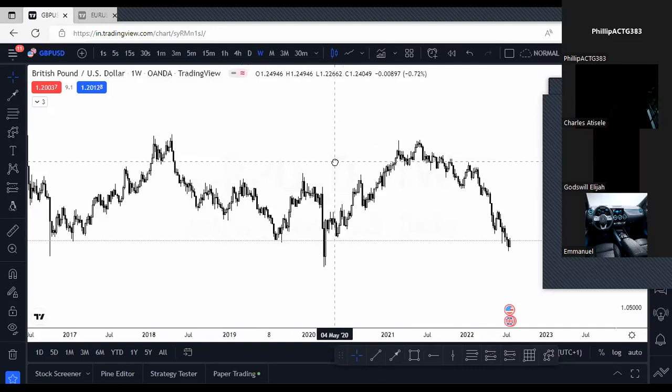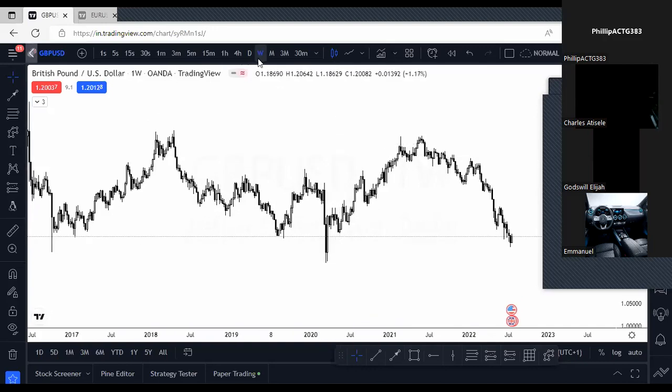Now I have GBPUSD charts right in front of me, the weekly time frame. I need to overlay the EURUSD on it. Why? Because that is its correlating asset. So you look at this symbol here.